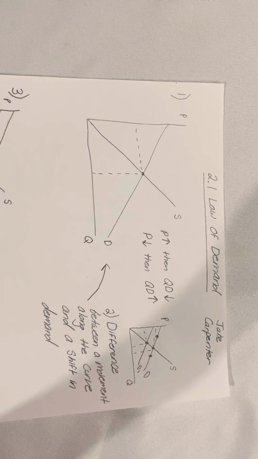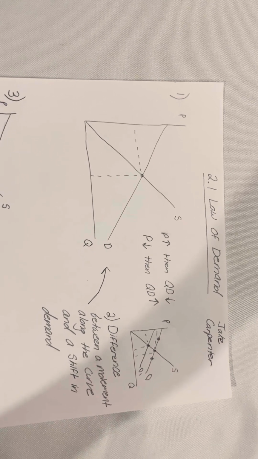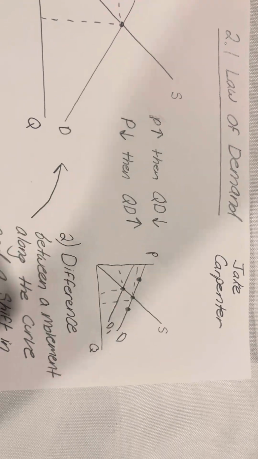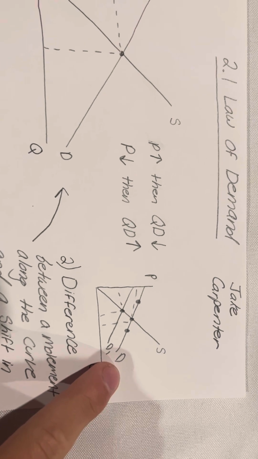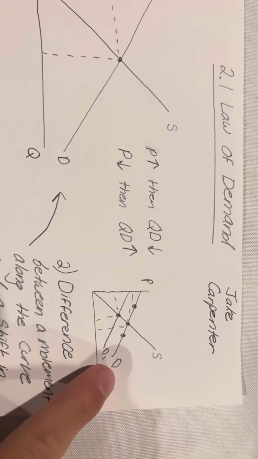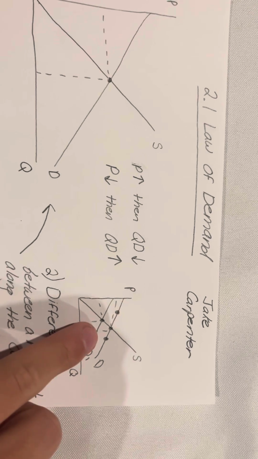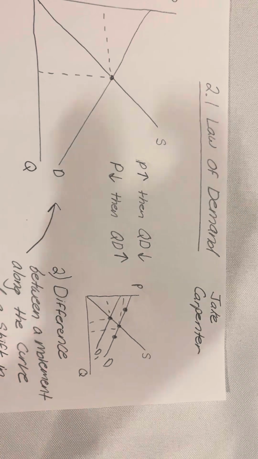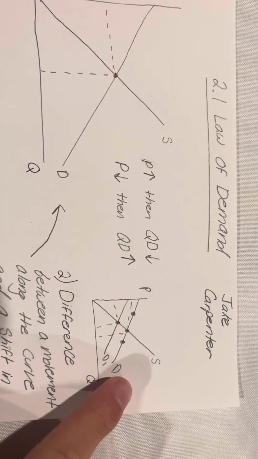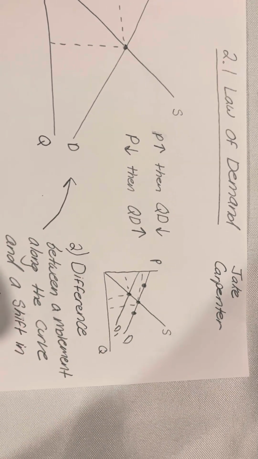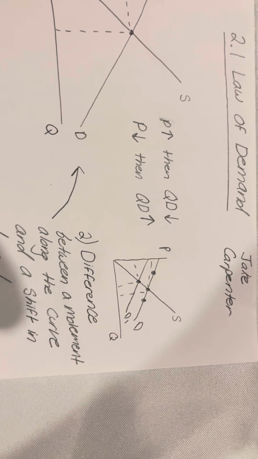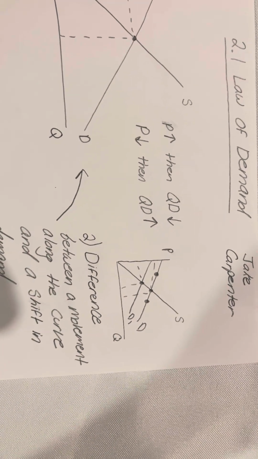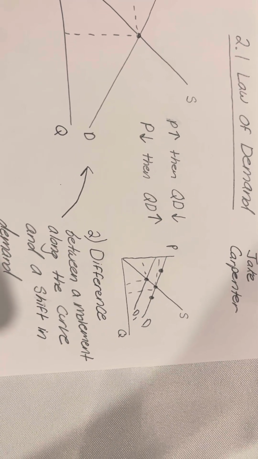Okay, now we're going to talk about the difference between a movement along the curve and a shift in demand. So if we look at this graph here, D is our regular demand curve with points moved along the curve, and then D prime is a shift in demand. So the points along the curve are expected. They're the normal demand. A shift in demand has a new point of equilibrium and is often caused by an action or change in scenery.